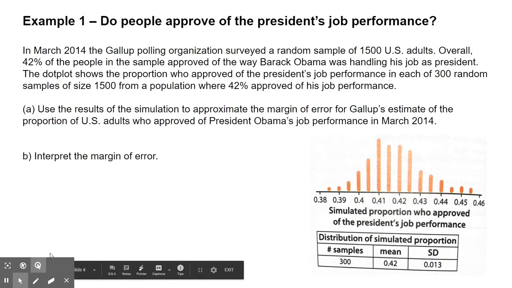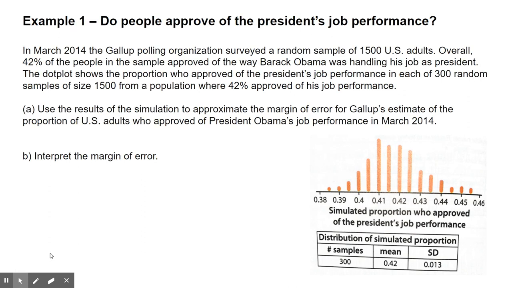Okay, so example 1, it says, do people approve of the president's job performance? In March 2014, the Gallup polling organization surveyed a random sample of 1,500 U.S. adults. Overall, 42% of the people in the sample approved of the way Barack Obama was handling his job as president. The dot plot shows the proportion who approved of the president's job performance in each of 300 random samples of size 1,500 from a population where 42% approved of his job performance.